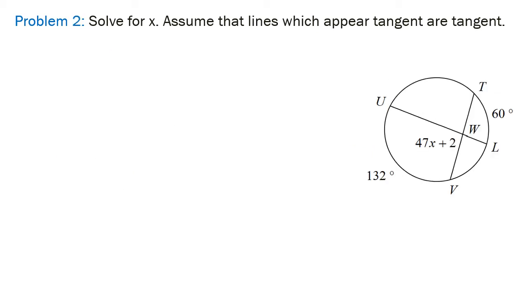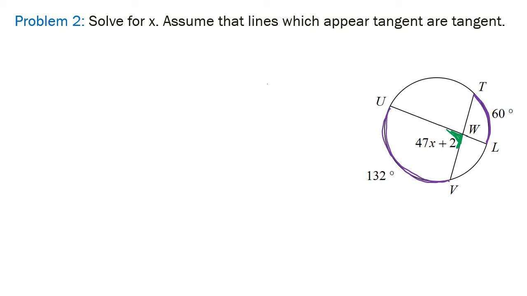Okay, problem 2. Solve for x. Assume that the lines which appear tangent are tangent. So in this problem, we see that we have an arc measure of 132 degrees and another arc measure of 60 degrees. And we learned in the last video that when we take these two opposite arcs here and we average them, we will find the angle measure right here.